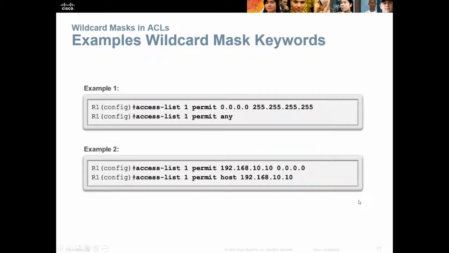Let's look at some examples of wildcard masks. So here we have access-list 1 permit source address 0.0.0.0 with a wildcard mask of 255.255.255.255. That basically means any. Here we have a permit 192.168.10.10 with a wildcard of 0.0.0.0. Those zeros let you know 100% that we are matching that IP address exactly. There will be no difference between the two.